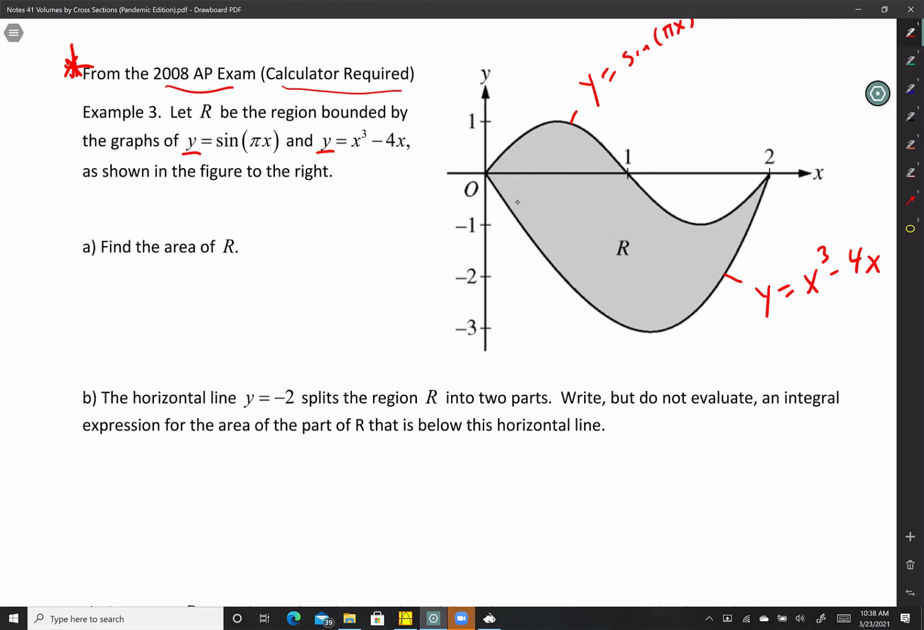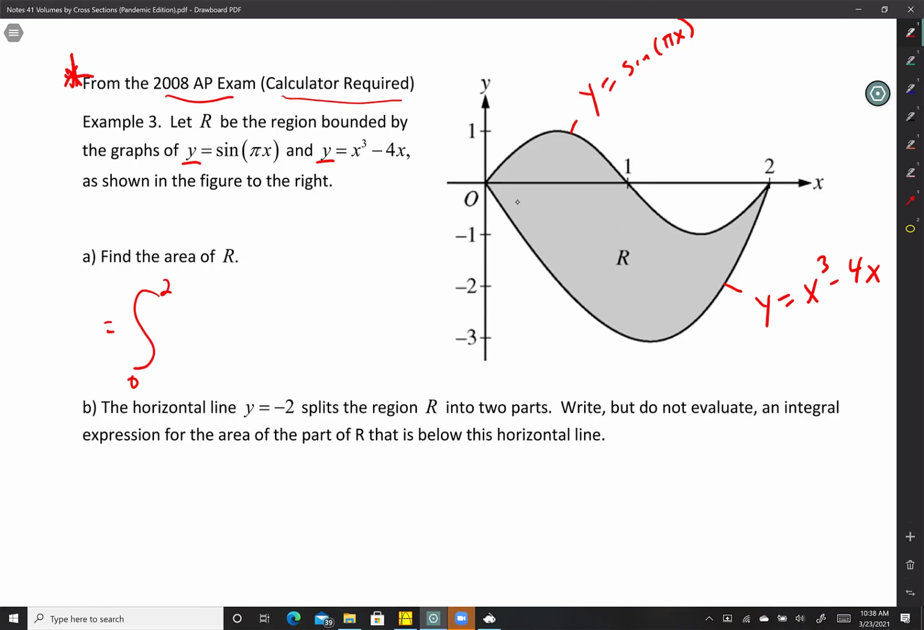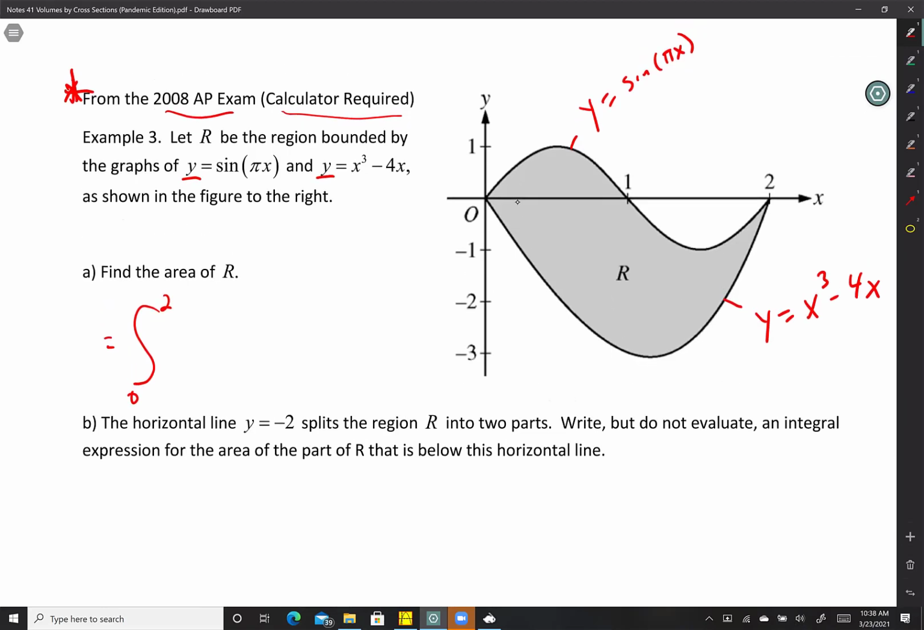So I think you have an interval of 0 to 2. Perfect. And then upper minus lower. Okay, so what do I write first? Sine of pi x minus x cubed minus 4x. Do I just write it like that, or do I write a parenthesis here? Parentheses right here. Perfect. Sine of pi x minus (x cubed minus 4x). Perfect.